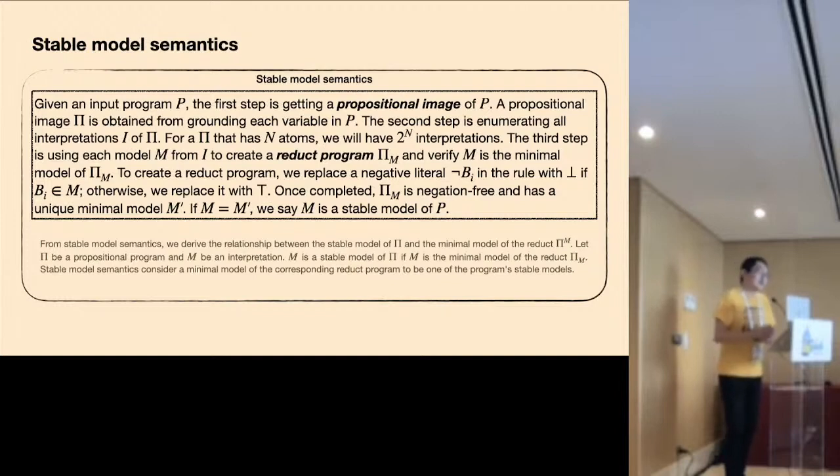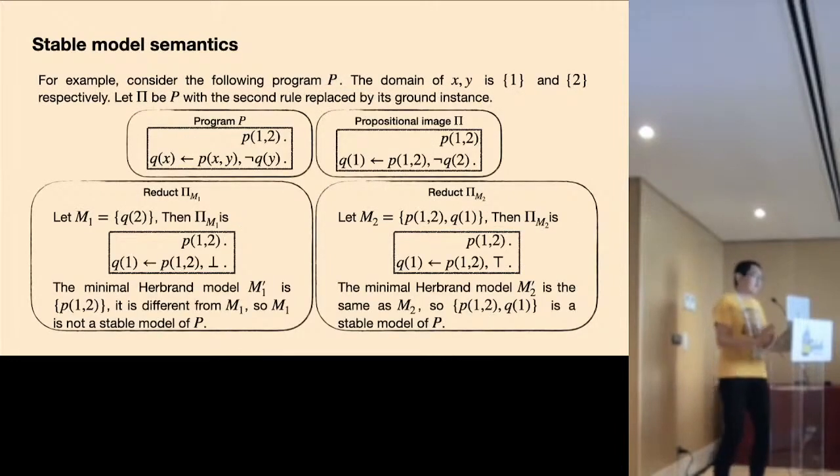So the second step is, we use the interpretation to create the thing called the reduct program of the propositional image. After you create that, the third step is, now it can be run using traditional Prolog to obtain the minimum model of the reduct program. And the last step is you need to check if these two models are equal. The interpretation you chose in the beginning is the same as the minimum model you got eventually. If these two things match, then we say M is a stable model of P. Okay. So here's one very simple example.